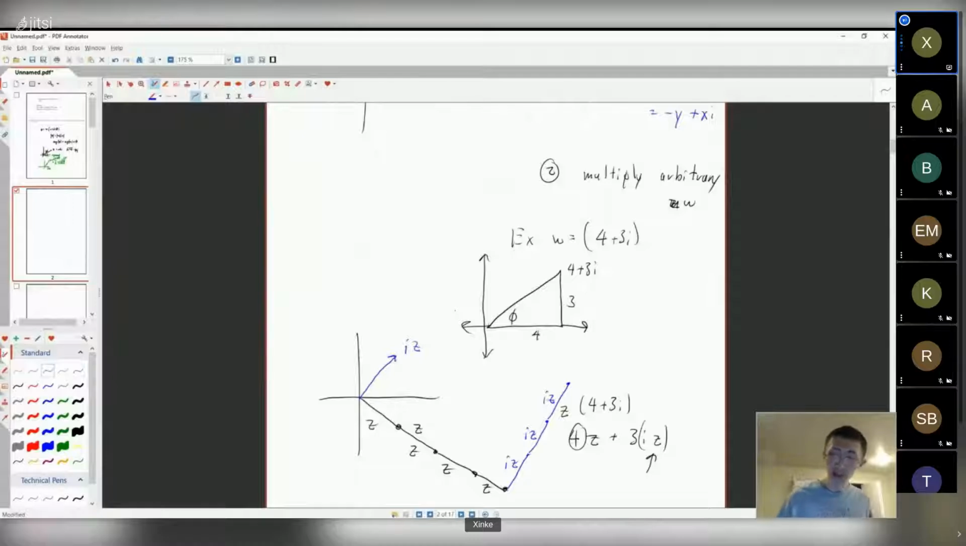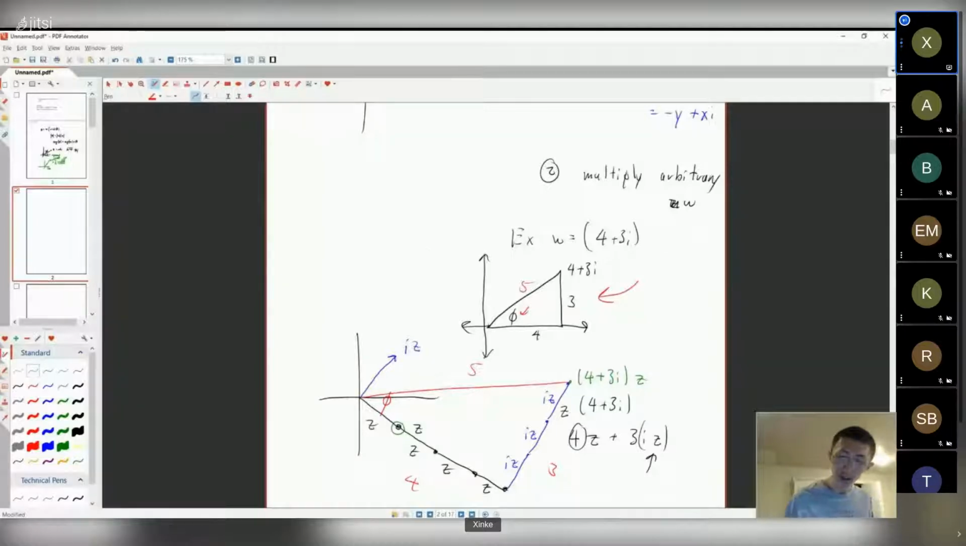So then you can see, this point will just be, let's say, 4 plus 3i times the complex number z, which we started with. If you look at this triangle, it's a 4 by 3 by 5 triangle. So it's similar to the triangle I drew up here. So this angle is phi, just like this is phi.